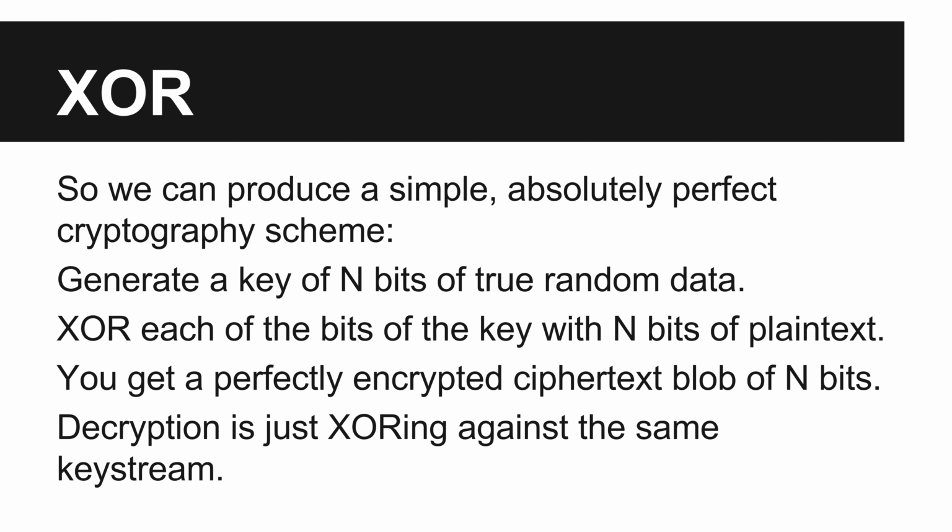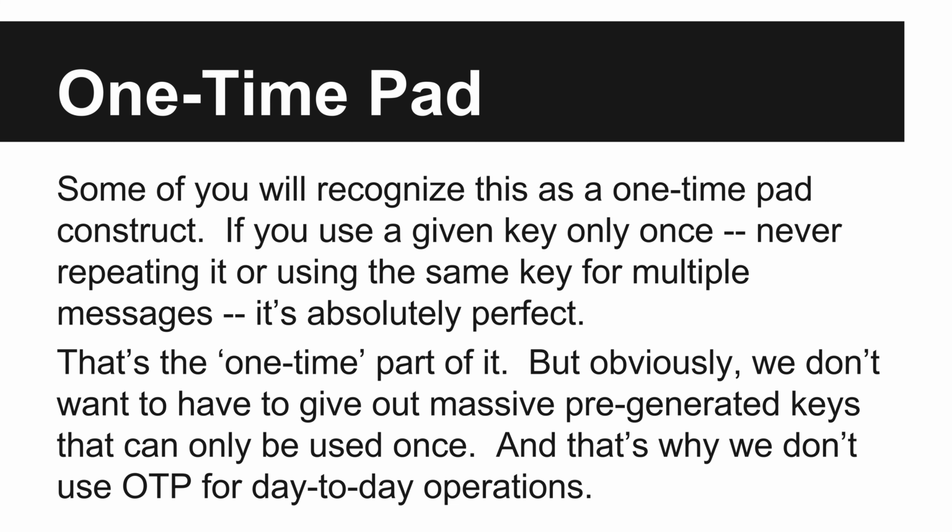Given this, we can actually produce a simple, absolutely perfect cryptography scheme. Generate a key of n bits of true random data, then XOR each of the key bits with the corresponding bit of plaintext. This produces a perfectly encrypted ciphertext blob of n bits length. To decrypt, simply XOR the ciphertext with the key again. You may recognize this as a one-time pad. If you only ever use a given key once without repeating it in any way, this is fundamentally unbreakable.